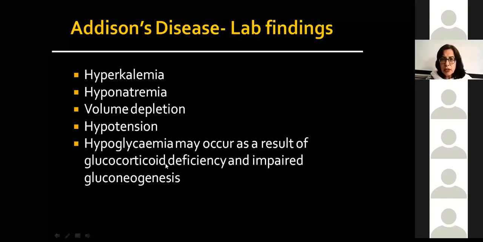Lab findings in case of Addison's disease: hyperkalemia, hyponatremia, volume depletion, hypotension. Again, because of the loss of aldosterone, there is loss of sodium and loss of water, decreased ECF and hypotension. Hypoglycemia may occur as a result of glucocorticoid deficiency and impaired gluconeogenesis. We discussed in Cushing's, Cushing's causes hyperglycemia, so lack of cortisol causes hypoglycemia.